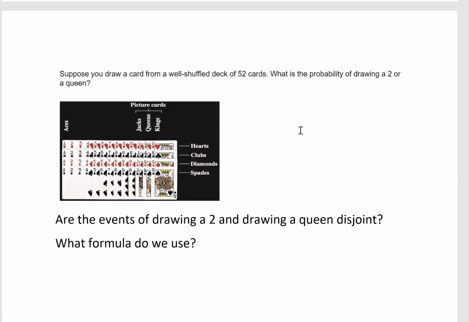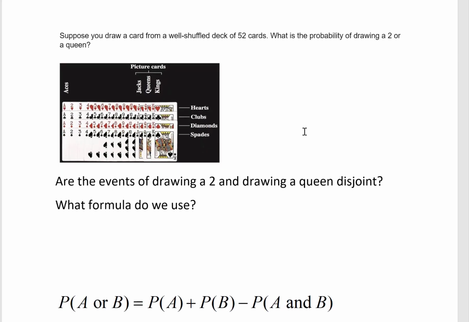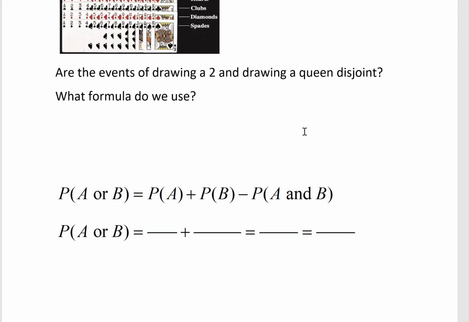Suppose you draw a card from a well-shuffled deck of 52 cards. What is the probability of drawing a 2 or a queen? Are the events of drawing a 2 and a queen disjoint? And they are. There's no card in the deck that's both a 2 and a queen at the same time. So what formula should we use? If we go back to the probability formula for probability of A or B, this portion here is 0, so we won't have to worry about that when we do our calculations.